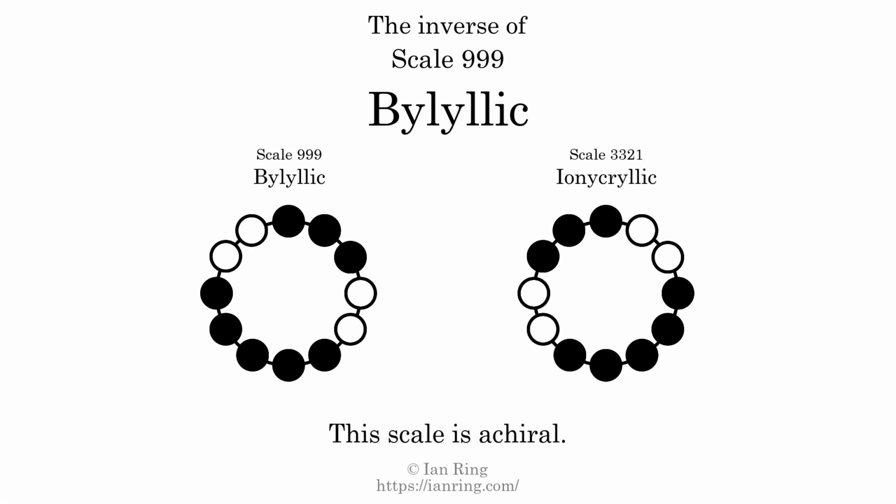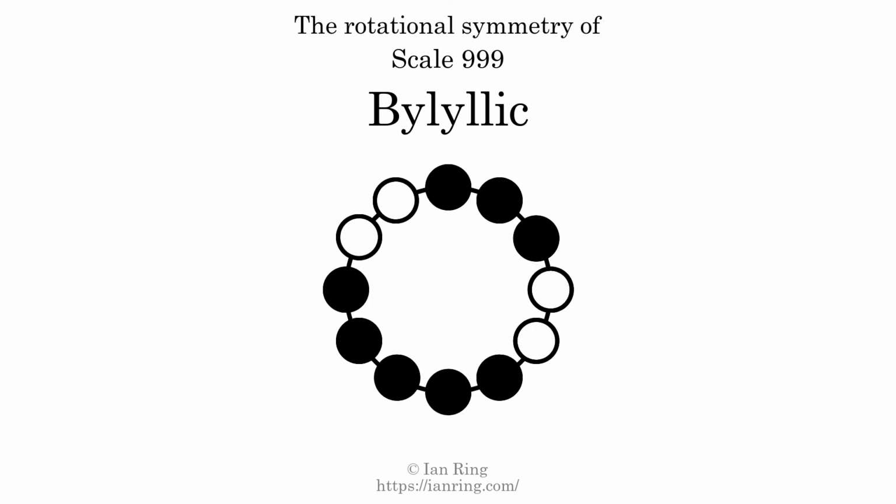The inverse of a scale is a mirror image. It is what you get when the sequence of intervals is reversed. The inverse of this scale is scale 3321, also known as Bylyllic. This scale is achiral, since it can transform into its own reflection by a rotational transformation. This scale has no rotational symmetry.